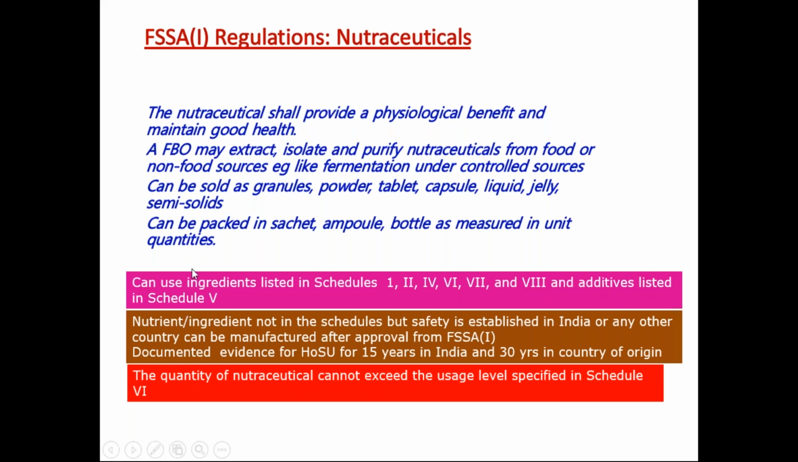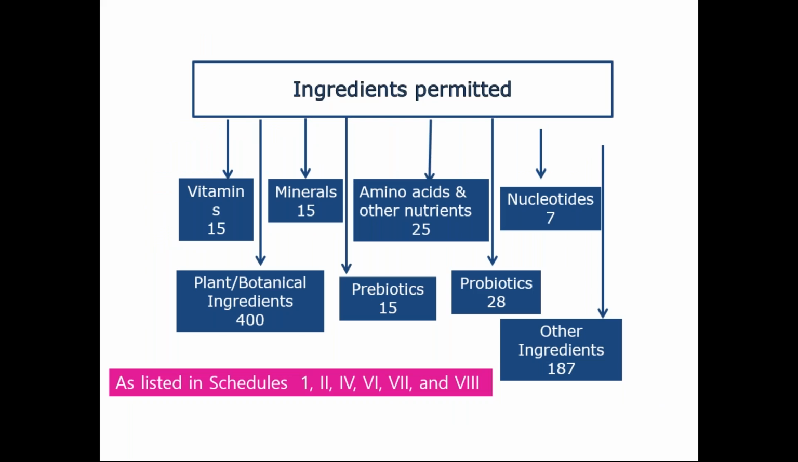If anyone wants to use a nutrient or a nutraceutical which is not listed in any of these schedules, they must provide documented evidence for history of safe use for 15 years in India and 30 years in the country of origin, and the quantity cannot exceed what is given in Schedule 6. So the ingredients permitted have been listed under vitamins, plant botanicals, minerals, amino acids, prebiotics, probiotics, nucleotides, and so on. So totally you have almost about 600 ingredients.